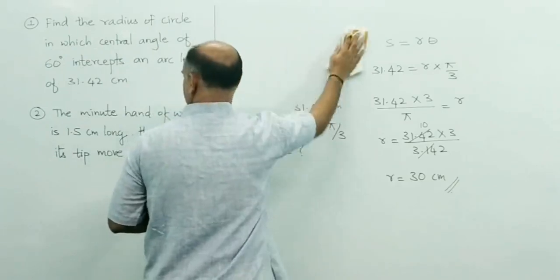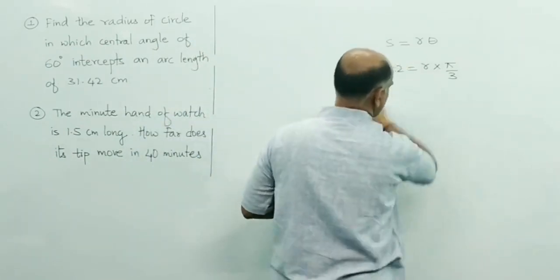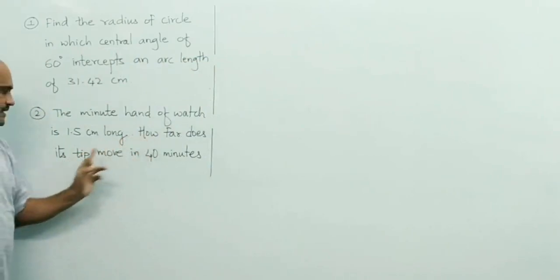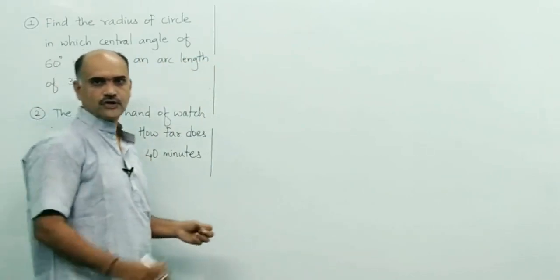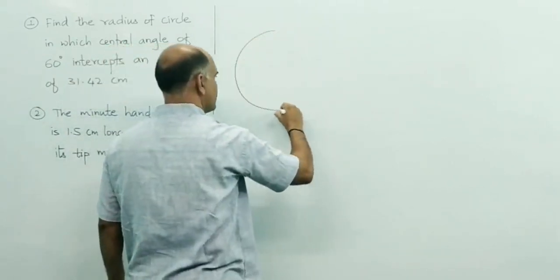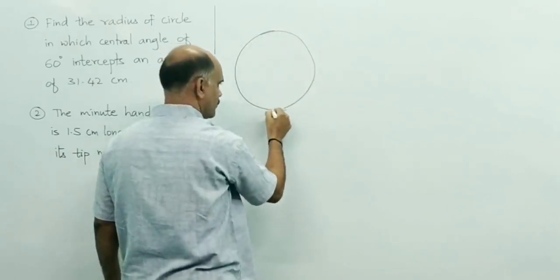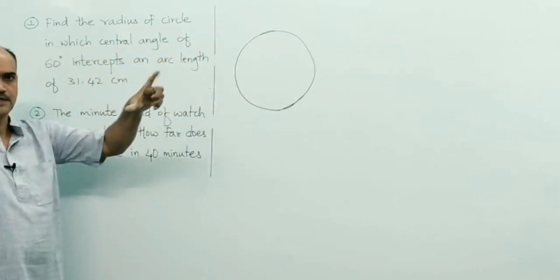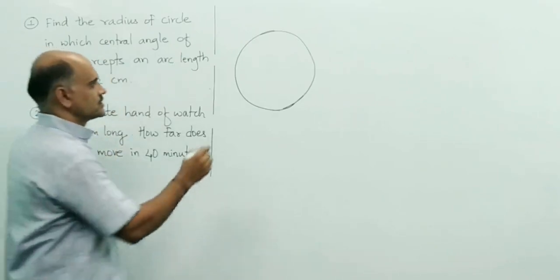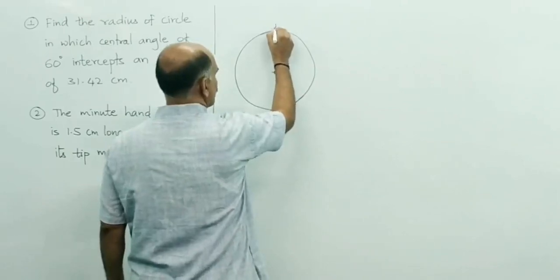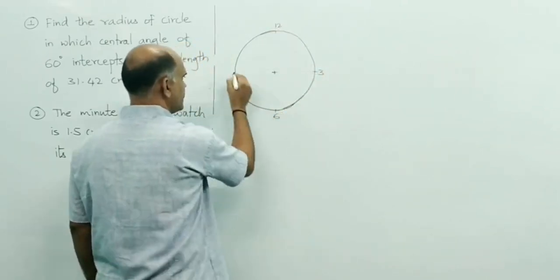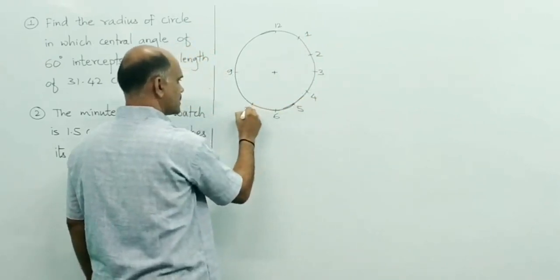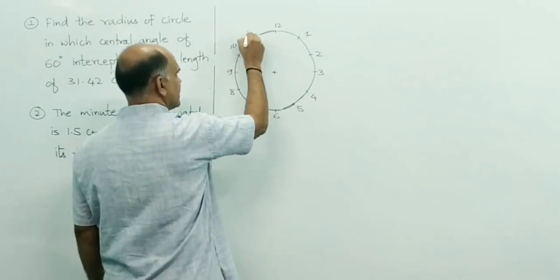So next, the minute hand of a watch is 1.5 centimeters long. How far does its tip move in 40 minutes? So all of you have seen a watch. In a watch there will be 3 hands: one for minute, one for hour, and another one for second. One is smaller, the minute hand is bigger, and the second hand is still bigger. So just roughly I will take 12, 3, 6, 9, 1, 2, 4, 5, 7, 8, 10, 11.